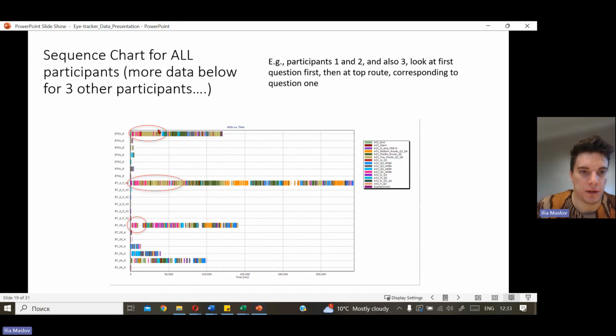And then here you see that participants 1, 2, and 3 had this pattern. They were looking at the first question area, and then they were looking at the top row. So they were looking at the first question, first row. And then within the first row, they found this area which is specifically related to answering the question. So that's visualized here.